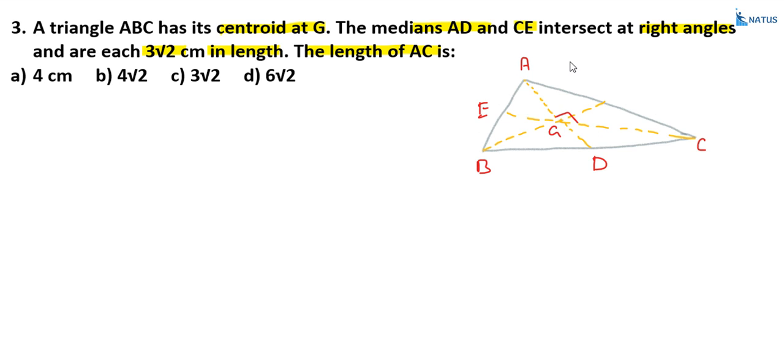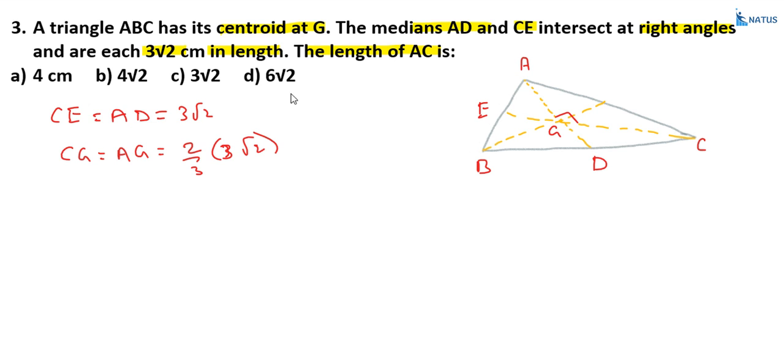That means here CE is equal to AD is equal to 3 root 2. What about CG? CG is also equal to AG or not? Now, this G divides this line in the ratio of 2:1 from the vertex, right? So, this is equal to 2 by 3 into 3 root 2. Is it clear? This one?